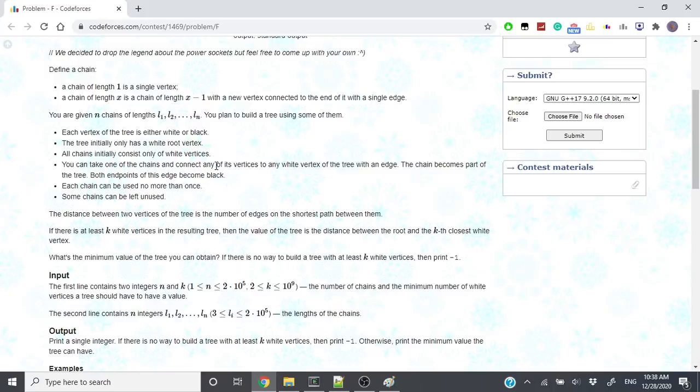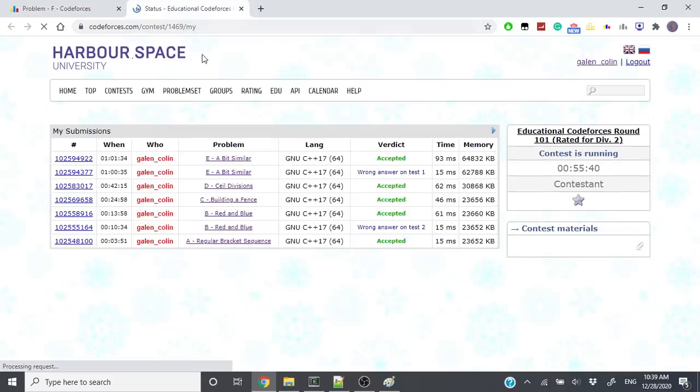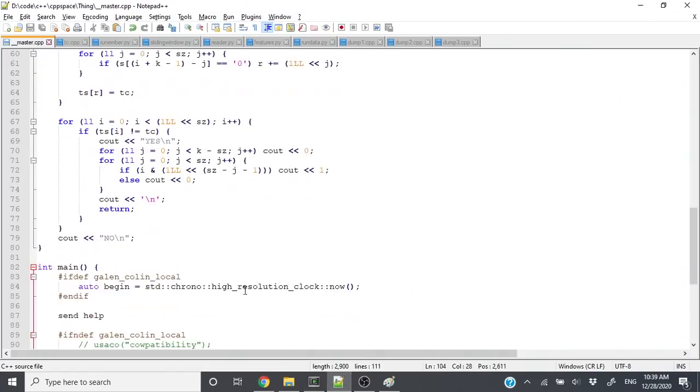Alright. Each vertex of the tree is either white or black. The tree initially only has a white root vertex. All chains initially consist of only white vertices. What the hell? All chains initially consist only of white vertices. Also, wait, what's my runtime? It's good, right? Yeah, 93 milliseconds. Okay, we're totally safe.